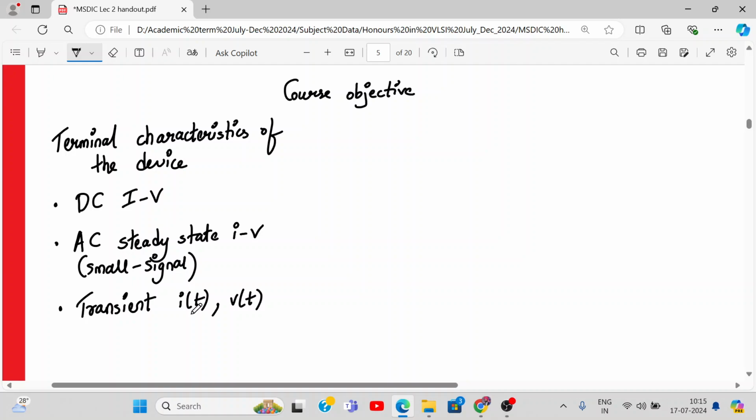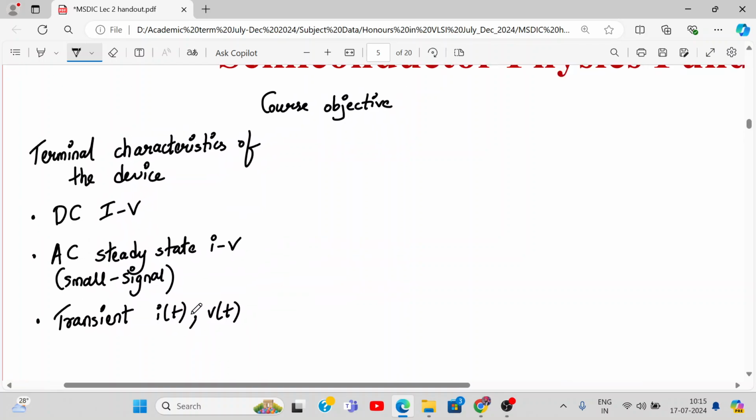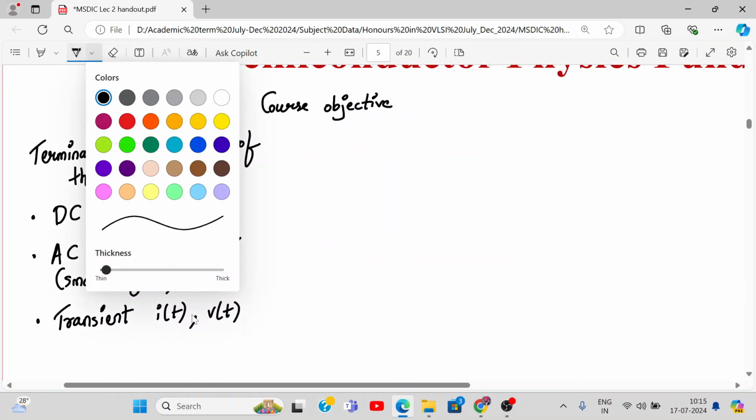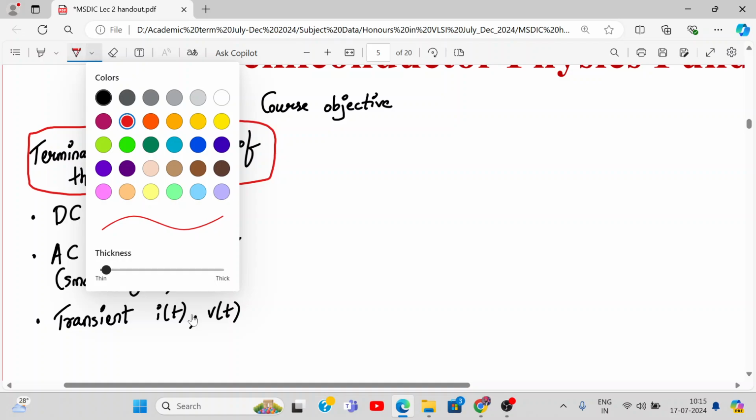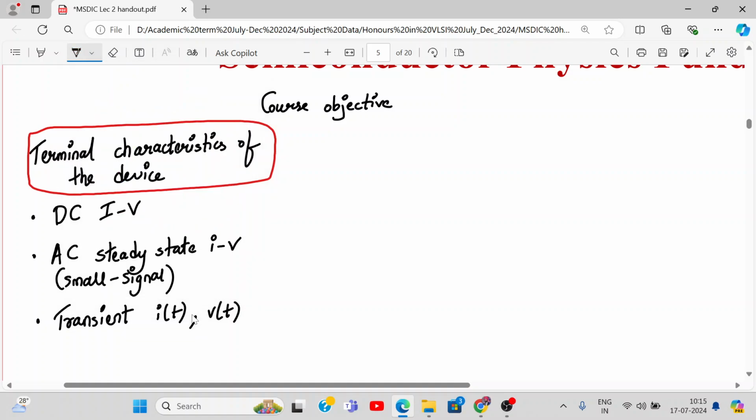So for semiconductor devices, the important characteristics of interest are the current through the device as a function of the voltage applied. This is the first category. The second category is about material parameters of the device.